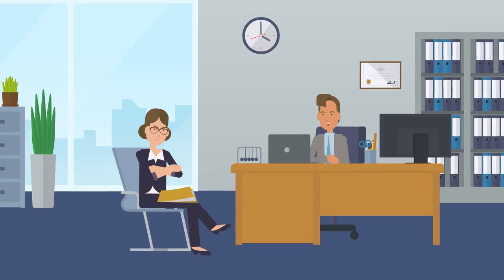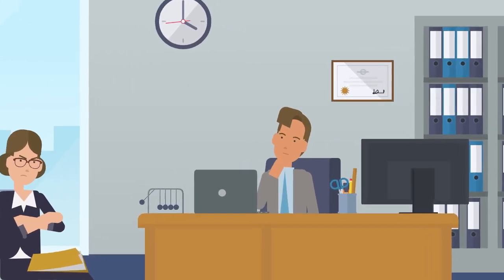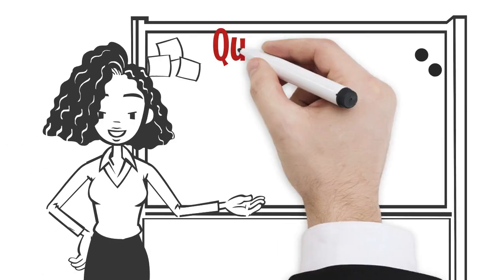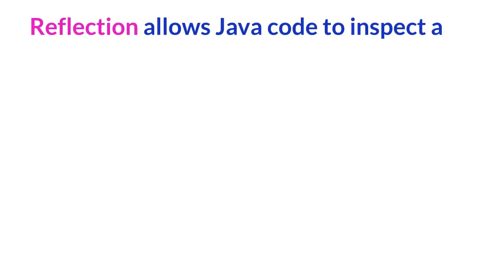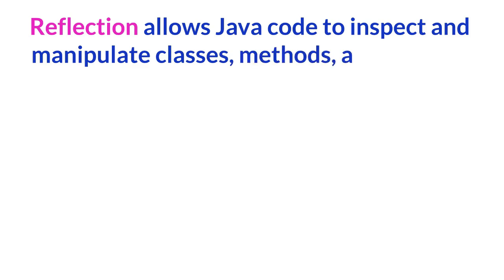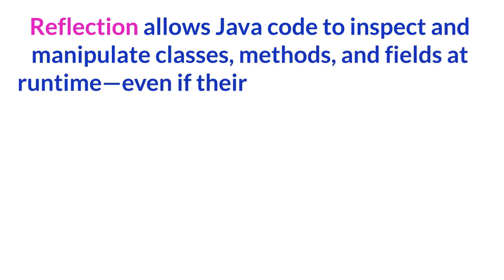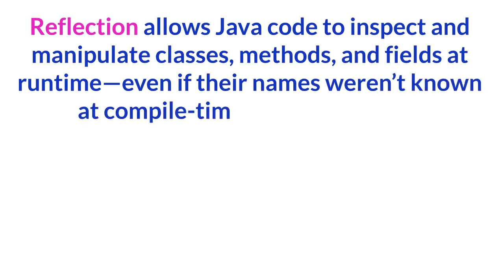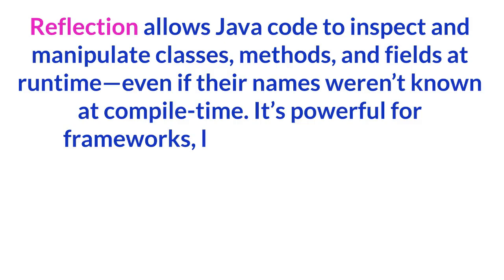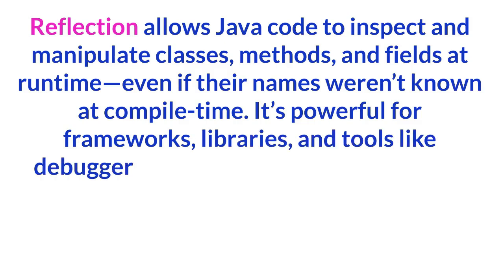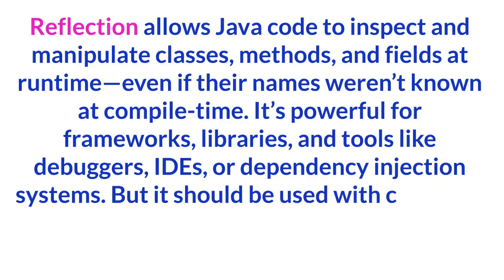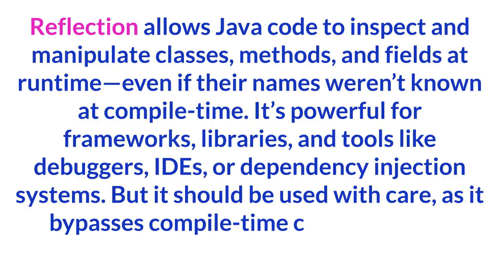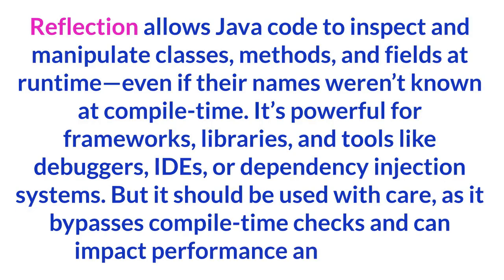What is reflection in Java? Reflection allows Java code to inspect and manipulate classes, methods, and fields at runtime, even if their names weren't known at compile time. It's powerful for frameworks, libraries, and tools like debuggers, IDEs, or dependency injection systems. But it should be used with care, as it bypasses compile-time checks and can impact performance and security.